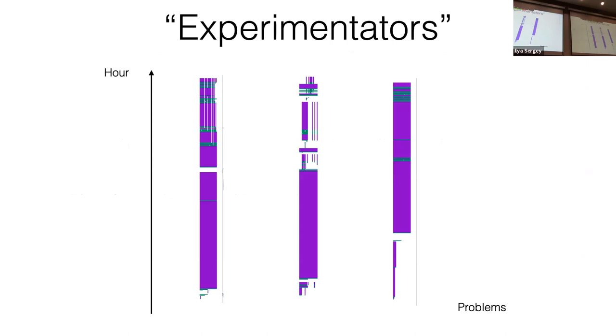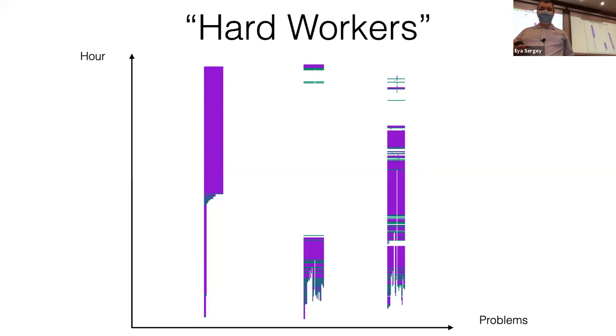Then you can visualize other patterns of how people work. For example, we have these experimentators who get a full solution, but they don't like its quality because it's not optimal. So they take it down and then resubmit in a few hours something that is better. Or they do it one problem at a time, as these guys in the middle. I think it's rather cool. My TAs and I call them experimentators. There are also these ones, which I call hard workers. What do you think is specific about these particular teams? How did they solve the problems?